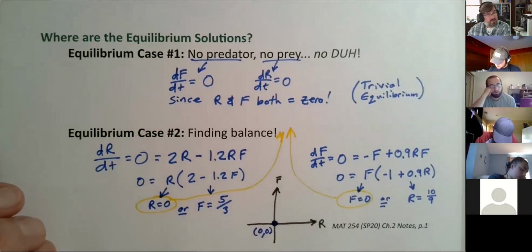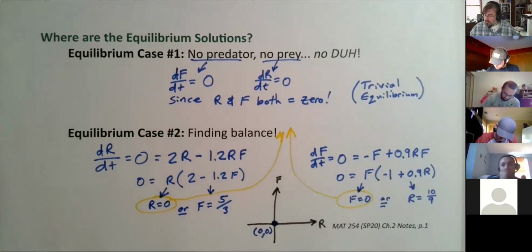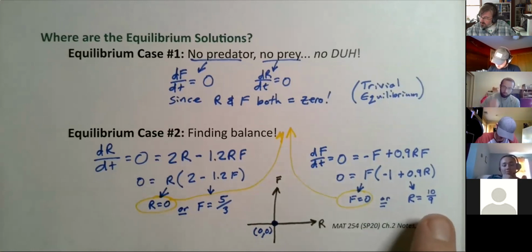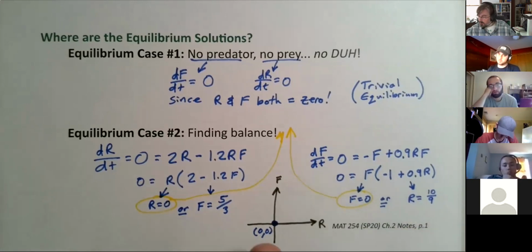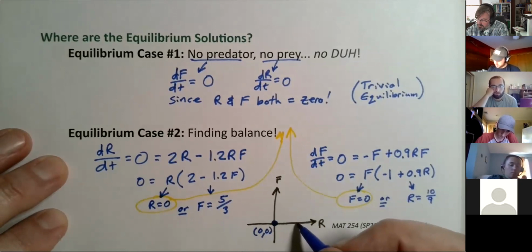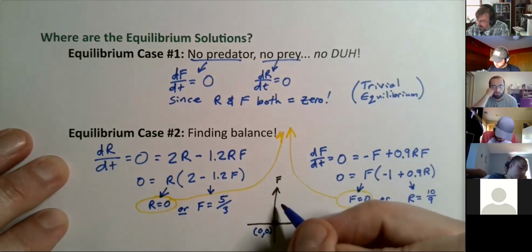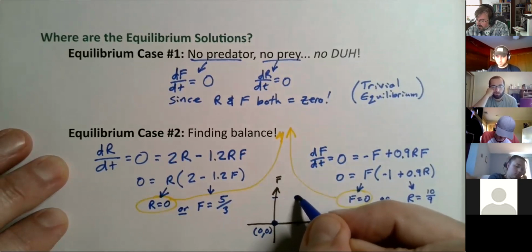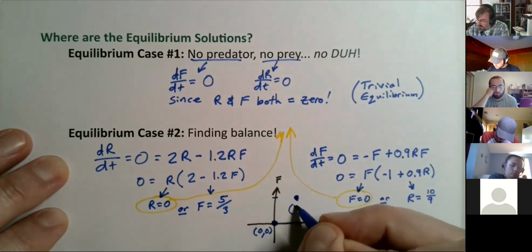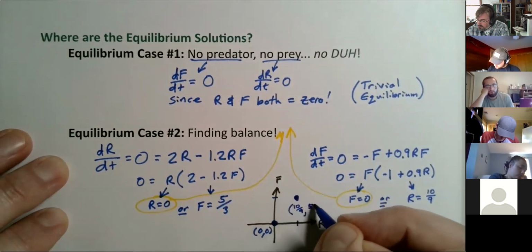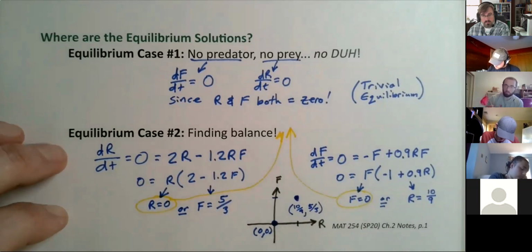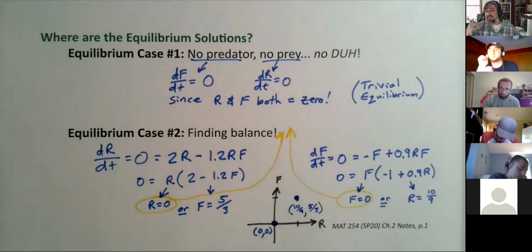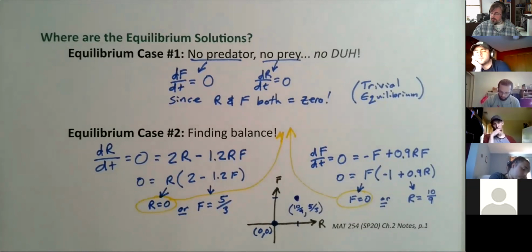But there's another point where we expect there to be equilibrium, and that other point is located when r is 10/9, so somewhere over here, and the fox population is 5/3, so somewhere up there. So 10/9 is just shy of 1. So call this 10/9, and 5/3 is more than 1, so that's a little ways up. And so something like up here at this location of 10/9 and 5/3. Those two locations, we expect to see equilibrium.